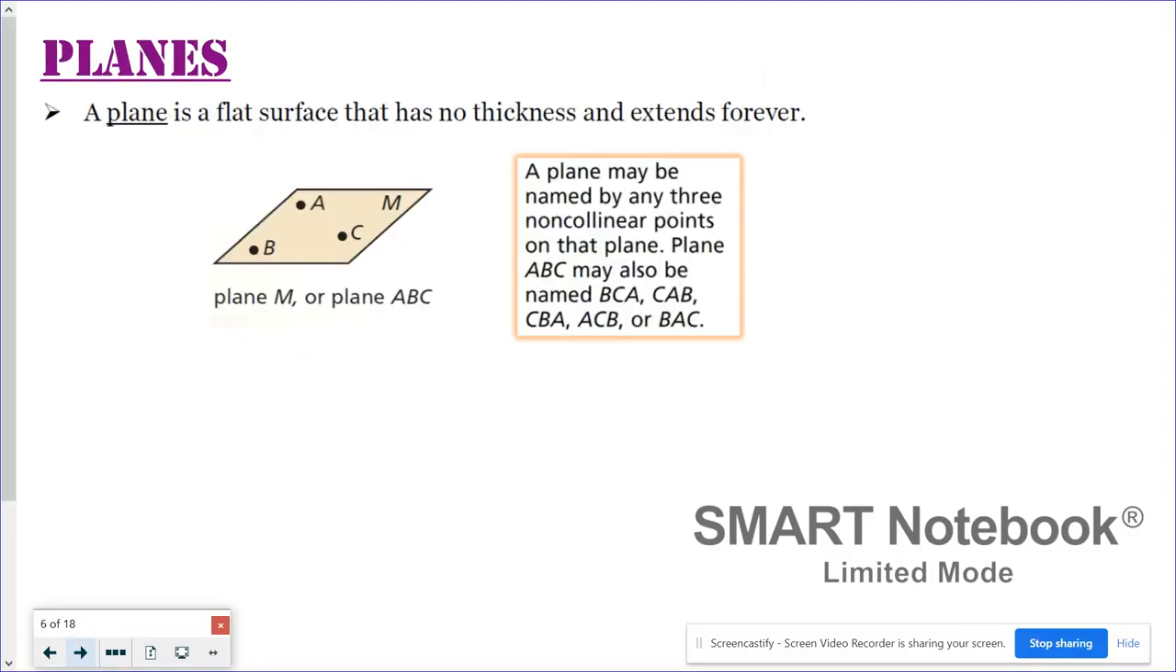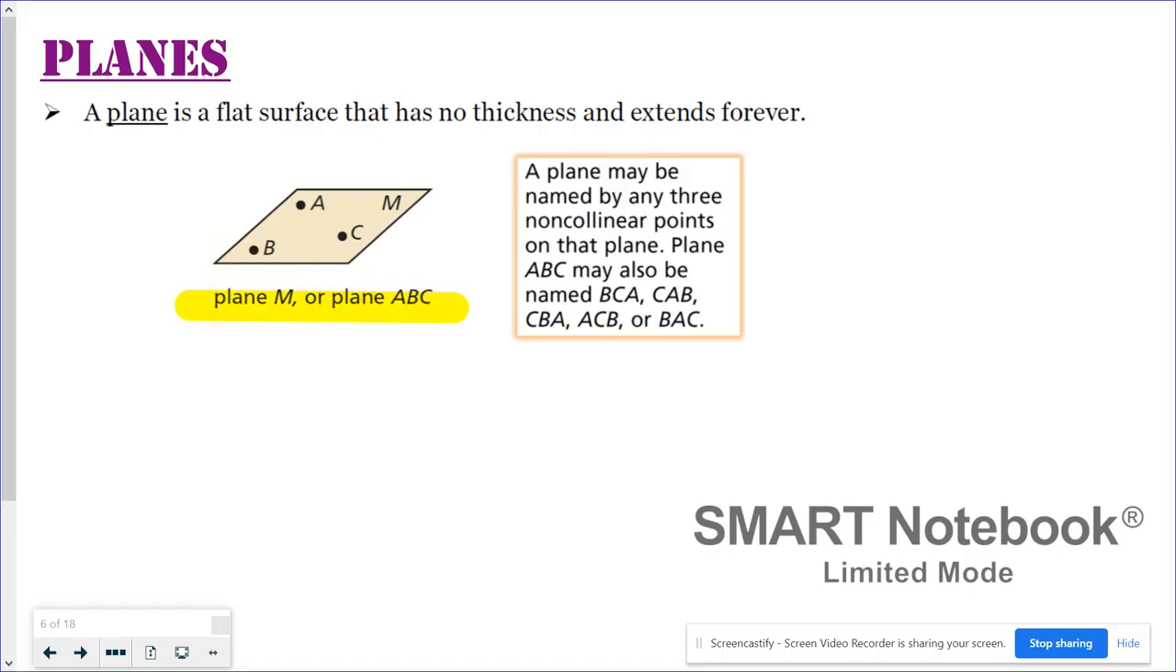Our third undefined term is plane. And a plane is a flat surface that has no thickness and extends forever. So one thing we have to understand in geometry is that our diagrams are like a snapshot. Because if planes extend forever, it really would be impossible for me to demonstrate what a plane looks like for you. But instead, here I have a little snapshot. So they're calling this plane M, or I can call it plane ABC.